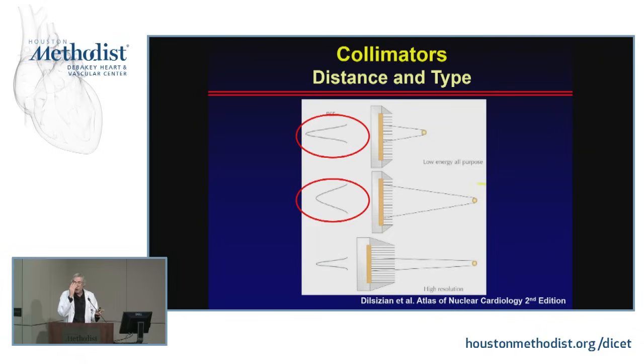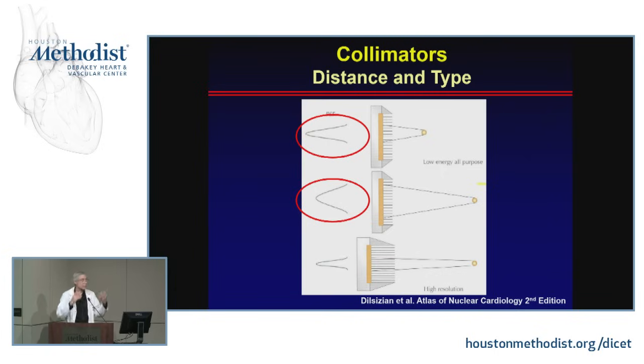And remember that the spatial resolution for deep structures in the chest, like the inferior wall of the heart, is going to be the worst because that structure is furthest from the collimator, whereas the anterior wall is going to be closest to the collimator, so you're going to get much better spatial resolution in the anterior part of the chest than you are in the posterior part of the chest.